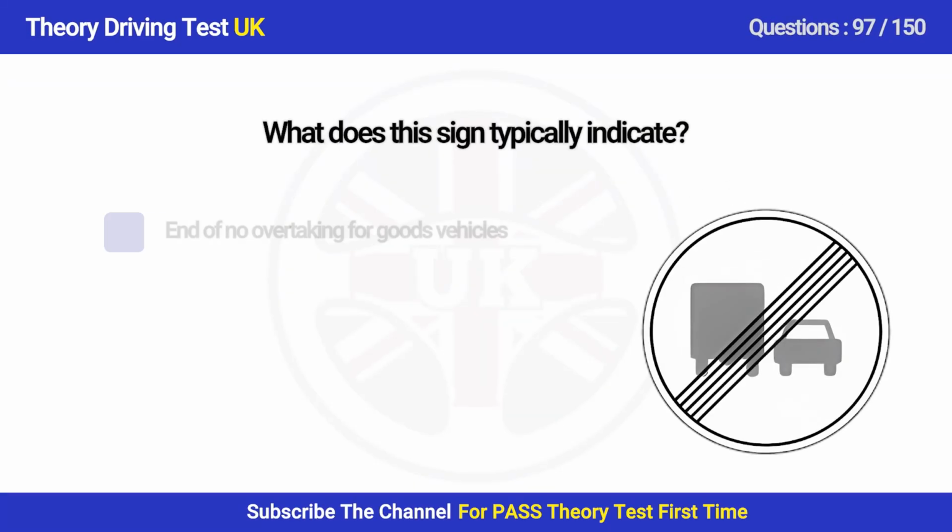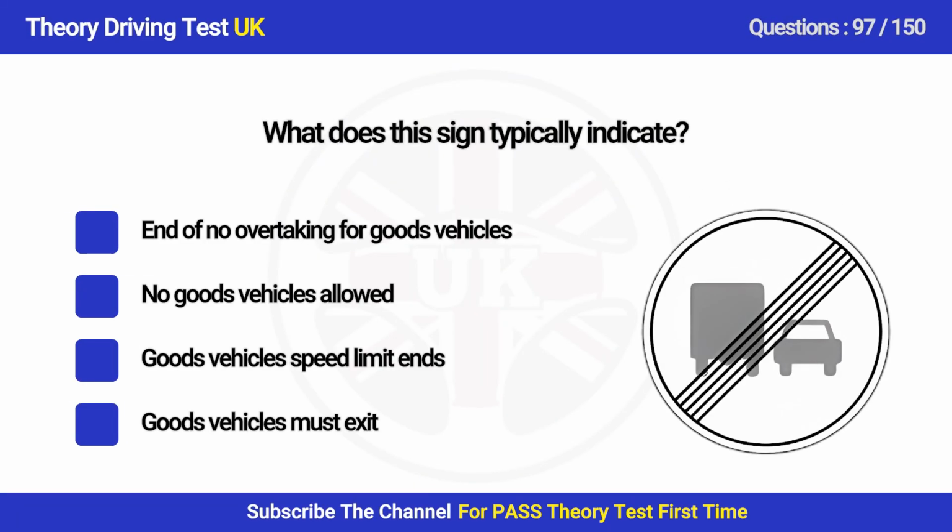Question 97. What does this sign typically indicate? A. End of no overtaking for goods vehicles. B. No goods vehicles allowed. C. Goods vehicles speed limit ends. D. Goods vehicles must exit.